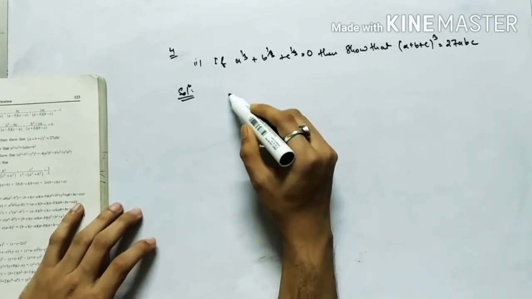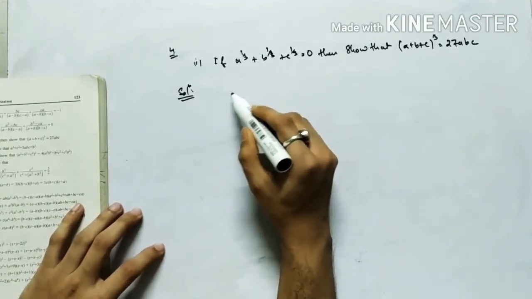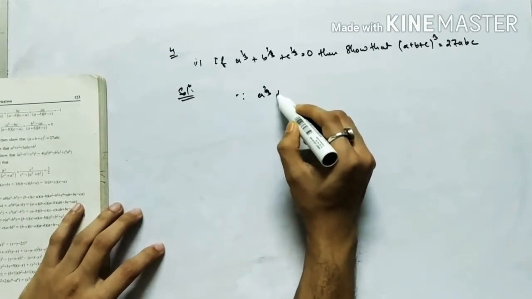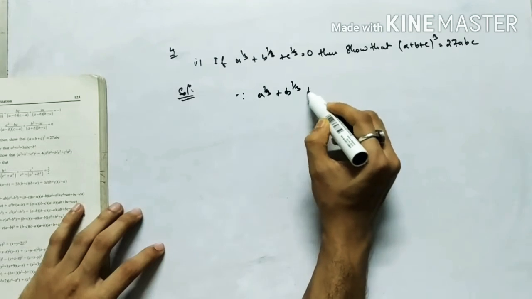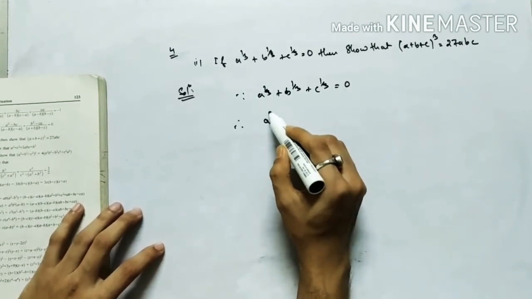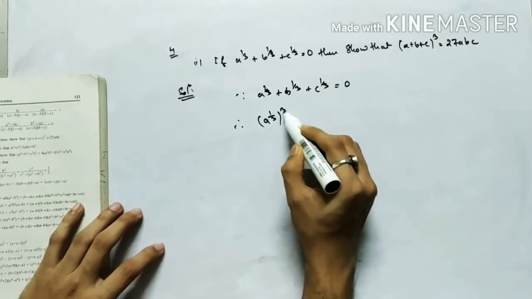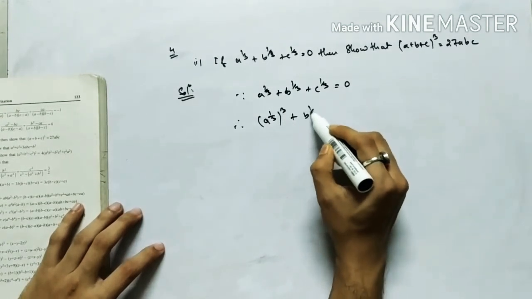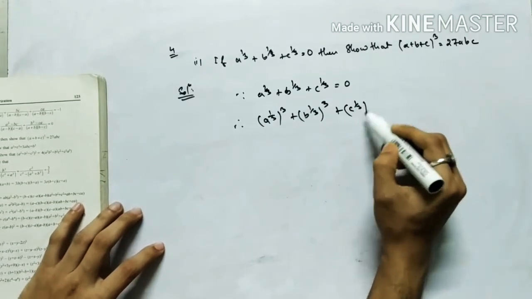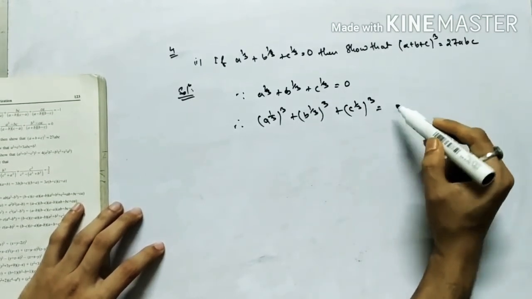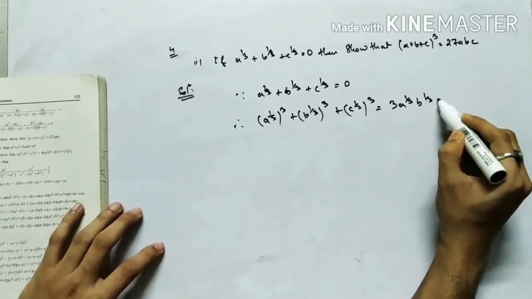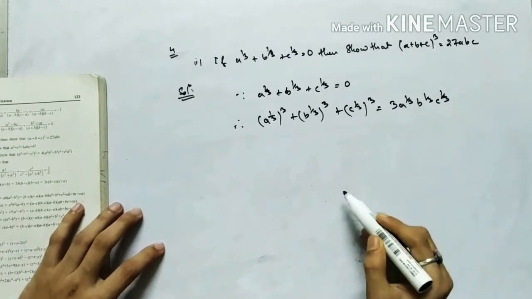Okay, so in here you see, since A to the power 1 by 3 plus B to the power 1 by 3 plus C to the power 1 by 3 is equal to 0, therefore I can say that A to the power 1 by 3 to the whole power 3 plus B to the power 1 by 3 to the whole power 3 plus C to the power 1 by 3 to the whole power 3 is equal to 3 A to the power 1 by 3, B to the power 1 by 3, C to the power 1 by 3.